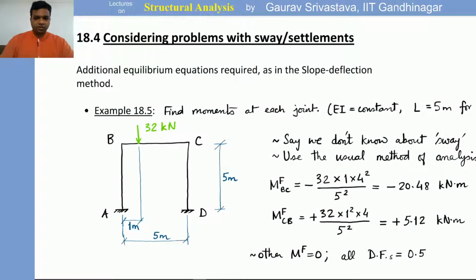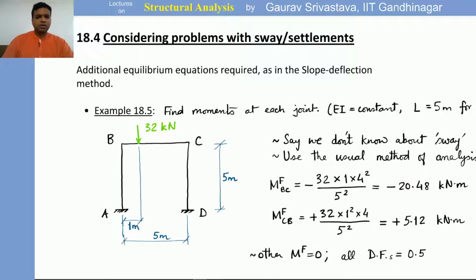Okay, in the previous session, we considered how to solve problems using the moment distribution method. And the problems we considered did not involve any so-called sway or settlements. So they were all problems where the kinematic indeterminacies were only rotations at joints. Now, when we consider problems with sways or settlements, we will need additional equilibrium equations.